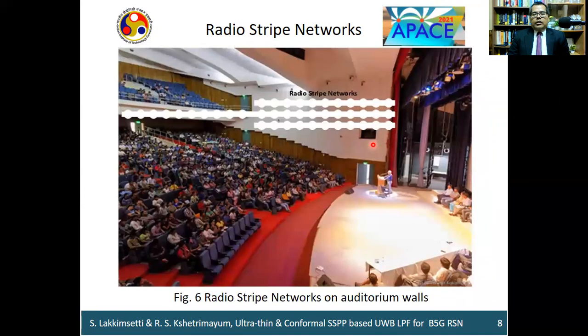Another situation is the auditorium of the Indian Institute of Technology, Guwahati. Usually an auditorium is very crowded, with many users with mobile phones. So in order to provide very good service to each and every user, we can exploit the walls of the auditorium, where we can put the radio strap networks.